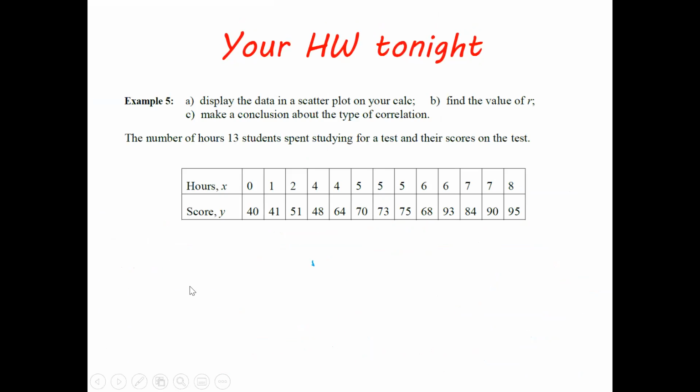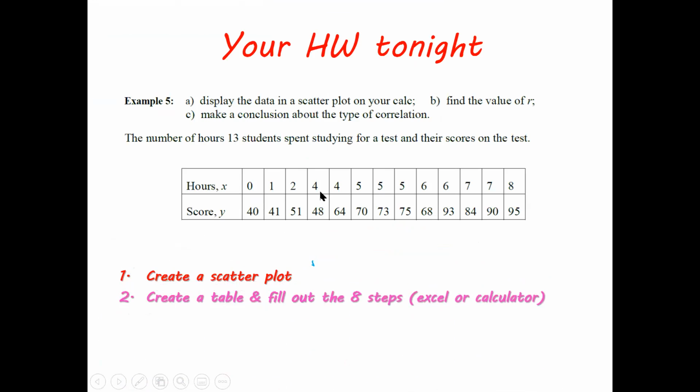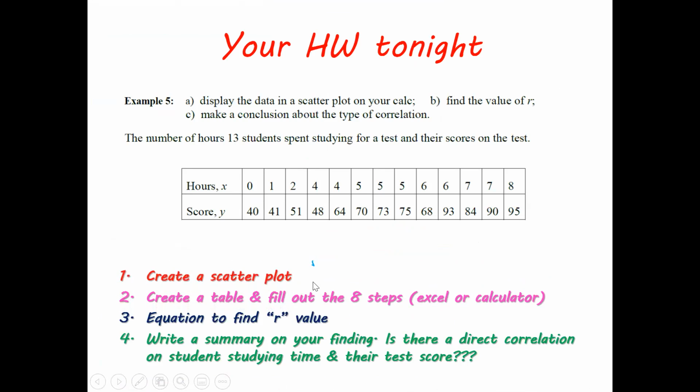All right, you guys, so now what I would like you to do is, for example 5, display the data in your scatter plot and find the R value using the 8 steps that we went over before. Okay, so number 1, create a scatter plot. I'm going to have you do this on a separate piece of paper. Create a table and find out the 8 steps, Excel or calculator. Write the equation to find R value. Write a summary on your finding. Is there a direct correlation between student studying time and their test scores?